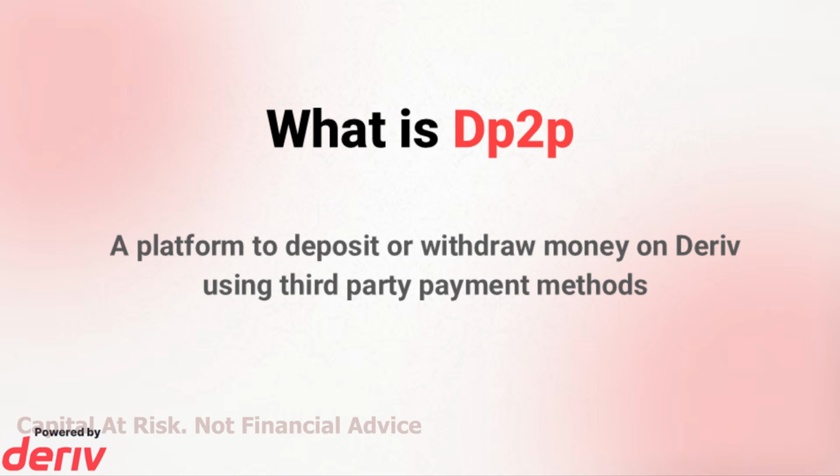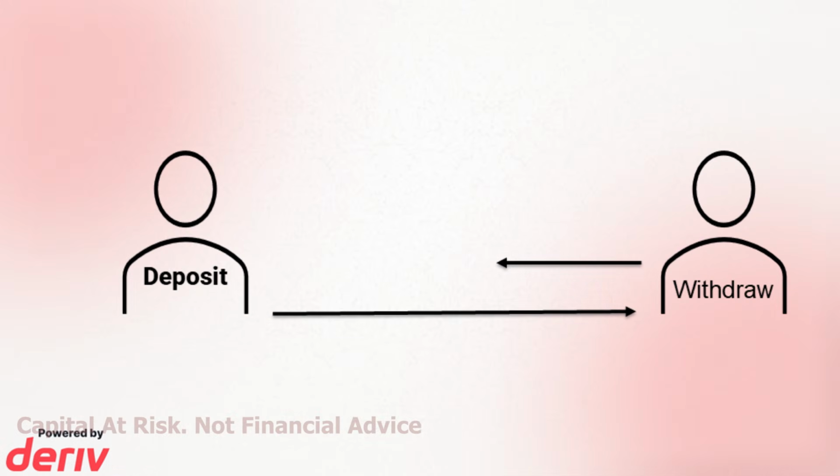So first of all, what is Deriv P2P? Deriv P2P is a platform where Deriv traders can deposit and withdraw money to their accounts directly from user to user. So let's say, for example, you're a Deriv user and you want to deposit money into your Deriv account. Instead of using a card or other payment methods, if you want to use your local payment method, you can find someone who is already on Deriv P2P, and then you can exchange money with them directly.